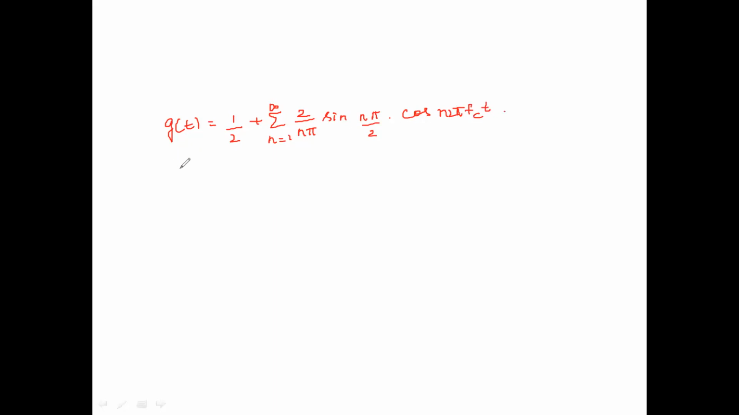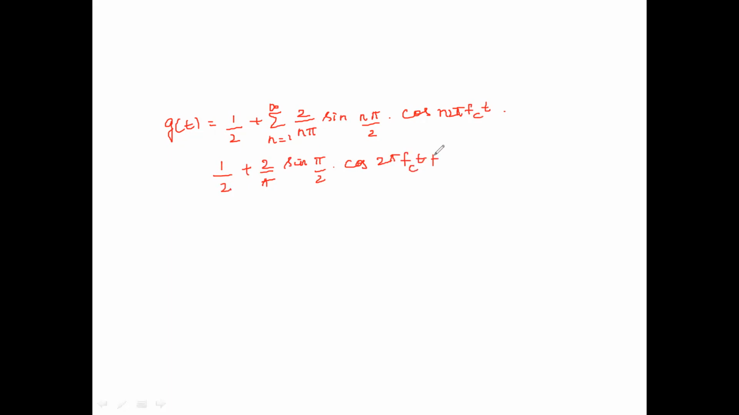Okay. Now what to do? 1 by 2 will remain as it is. Substitute the value of n is equal to 1, 2, 3, 4. So let me substitute for only 3 values. So n is equal to 1. When you substitute n is equal to 1, you will get 2 by pi sine pi by 2 into cos 2 pi fct, plus n is 1 is over.